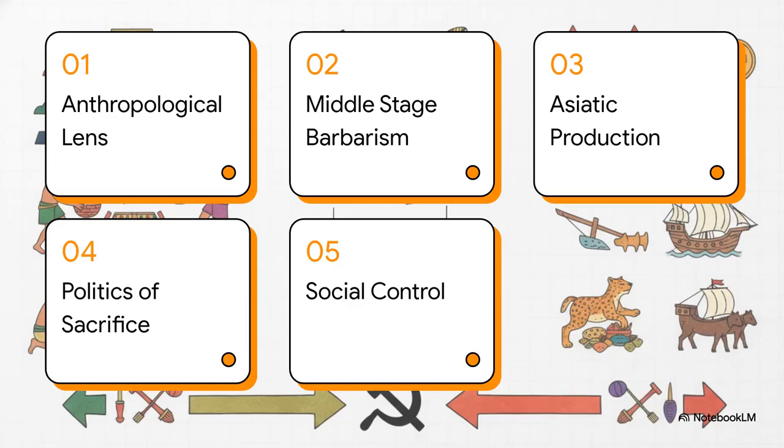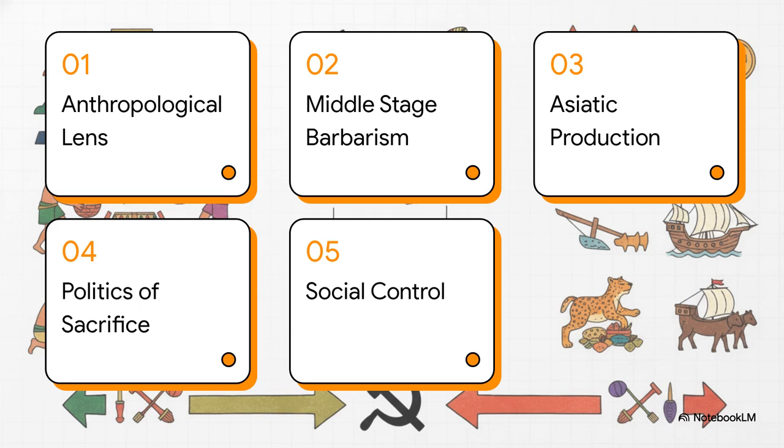Here is our roadmap for today. First, 1. The Marxist anthropological lens. Then 2. The middle stage of barbarism. Moving into 3. The Asiatic mode of production. After that, 4. The politics of sacrifice. And finally, 5. Economics of social control.